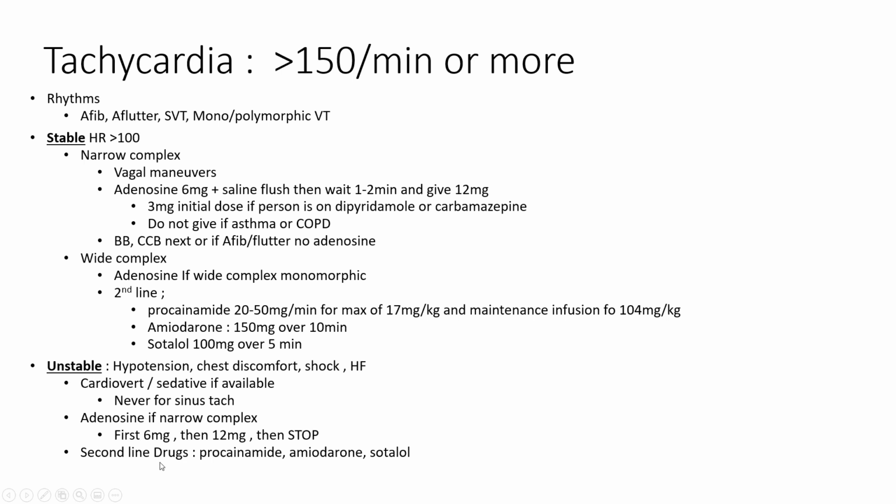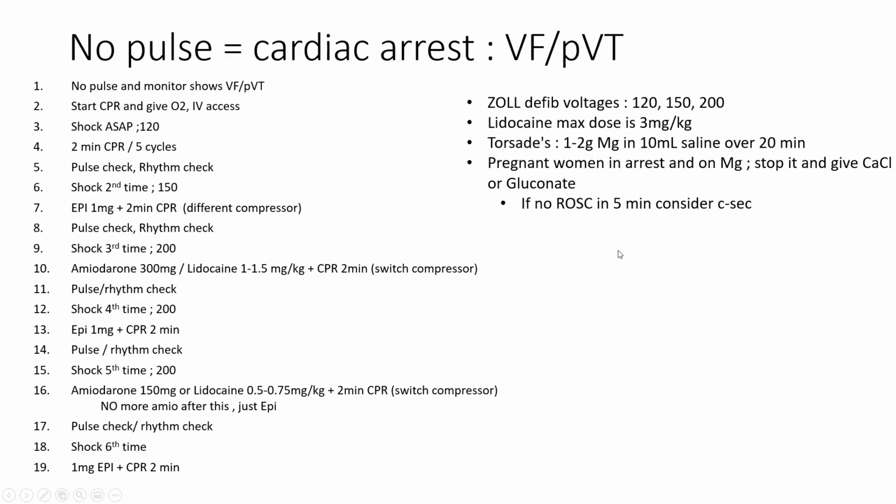And then for second line, you can give procainamide, amiodarone, and sotalol, the antiarrhythmics that we discussed, with stable wide complex. Okay, so first line for tachy, adenosine. Second line, procainamide, amiodarone, and sotalol. If they're unstable, you want to get them shocked, so cardiovert them. This is also known as synchronized cardioversion. Unsynchronized cardioversion is for pulseless people.